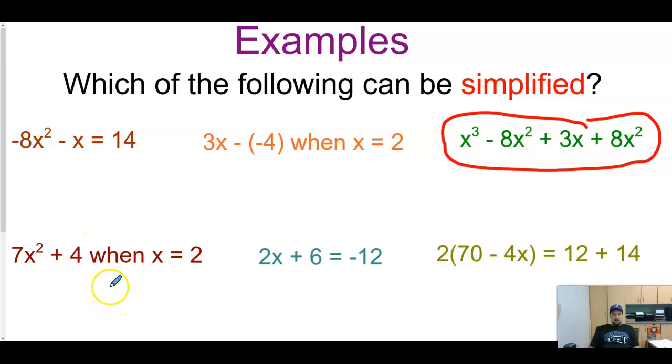Here, we already discussed we would plug in the 2 here. Here we would solve this, and we would solve this. So this is the only one that could be simplified out of these 6 options.